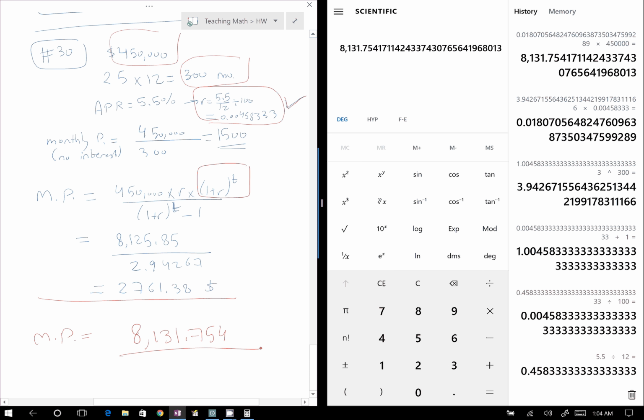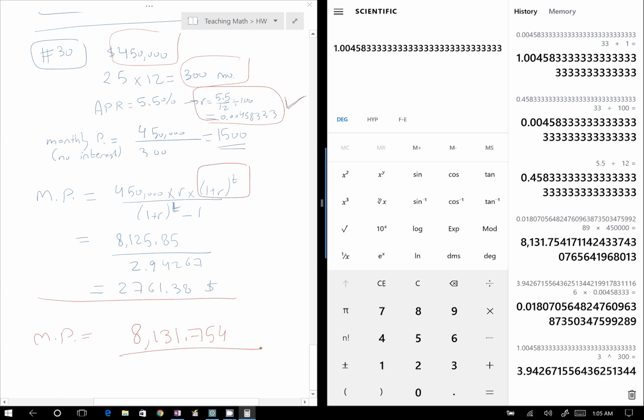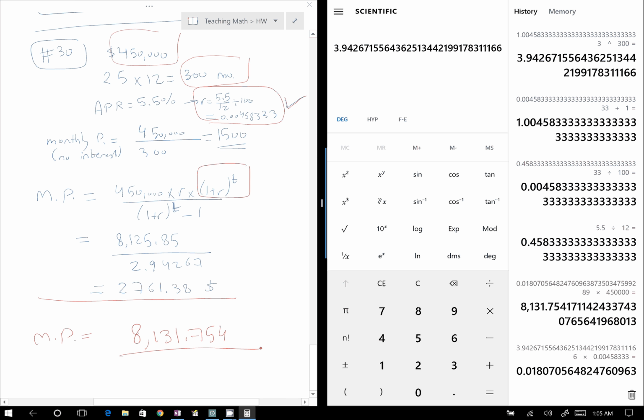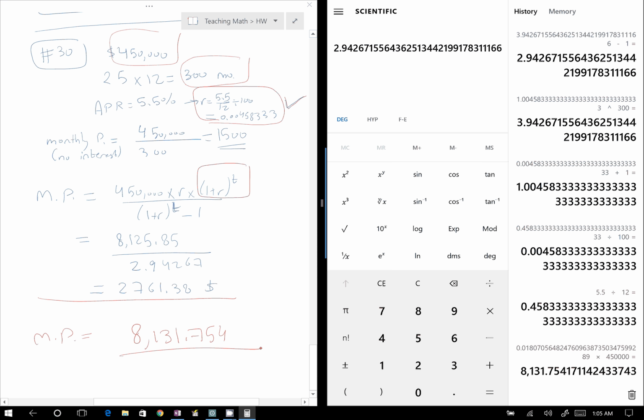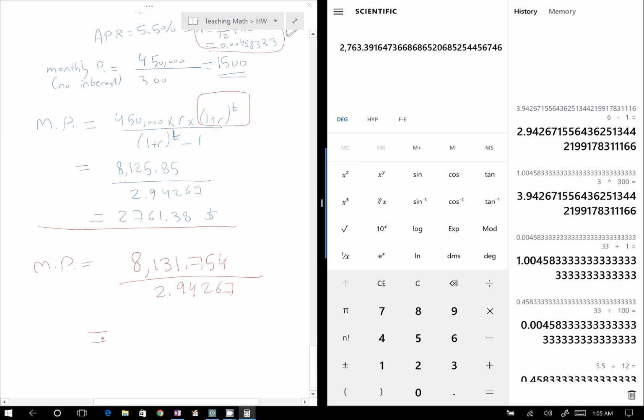Okay, let's do the number below. 1 plus R. Calculate R again. 5.5 divided by 12 divided by 100 plus 1. Okay, sounds good. Raised to the power 300. Take 1 out. 2.94267. So 1 over answer, then multiply by 8131.754. 2763.39.